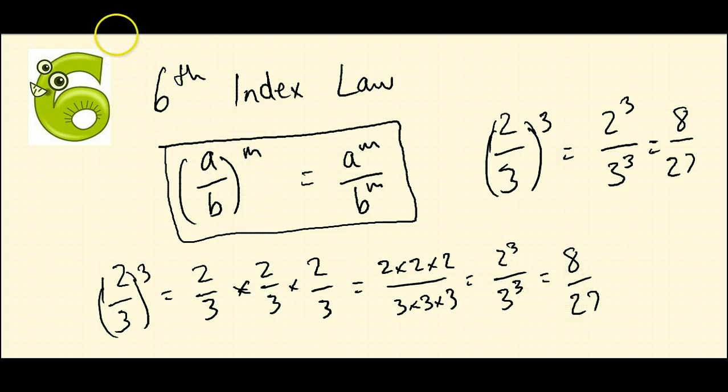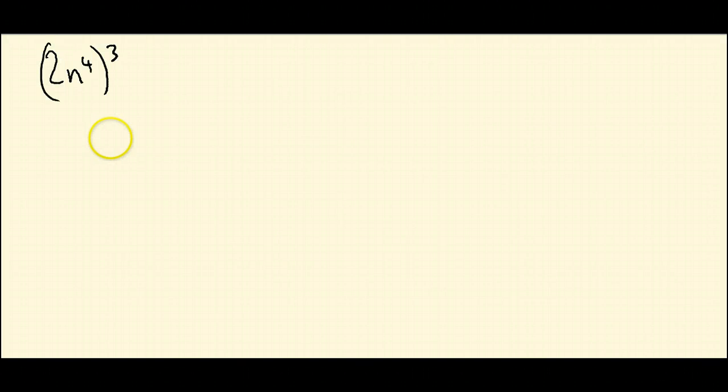Works great, doesn't it? Alright, okay, let's go through a couple of quick worked examples and make sure we can apply these laws to anything that we come up against. Okay, the first one we've got here is 2 times n to the power of 4 in brackets raised to the power of 3. To answer this question we're going to need to use the 4th index law.